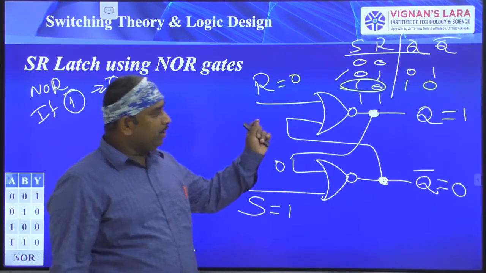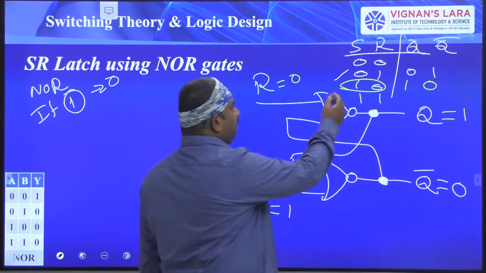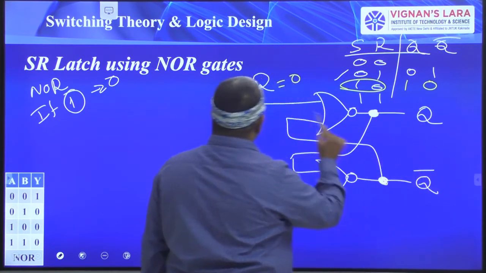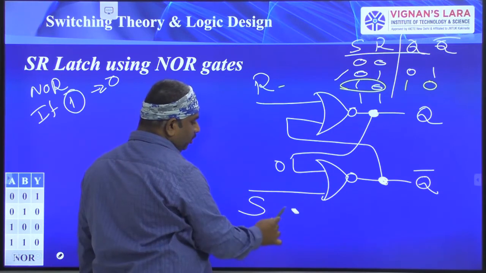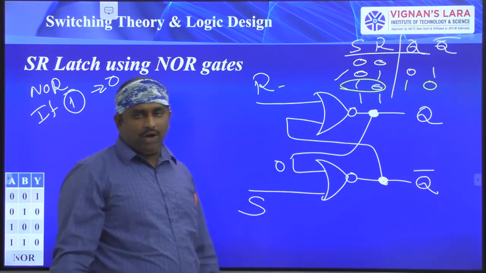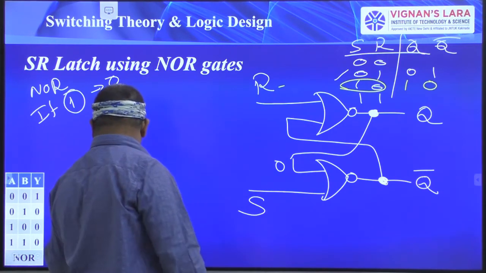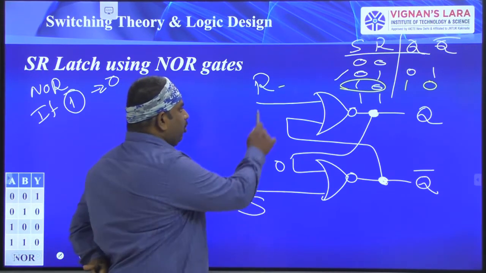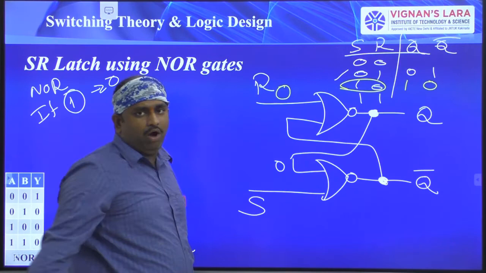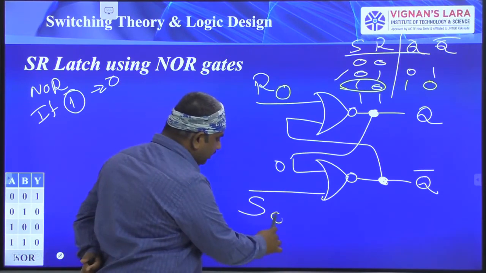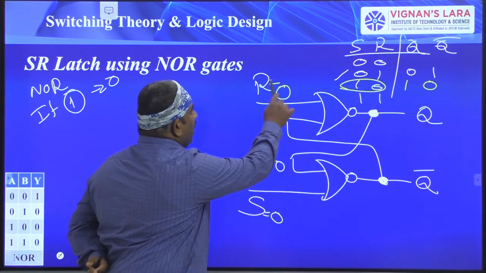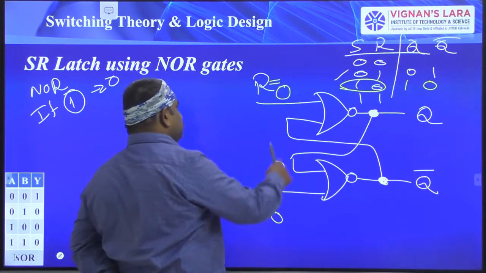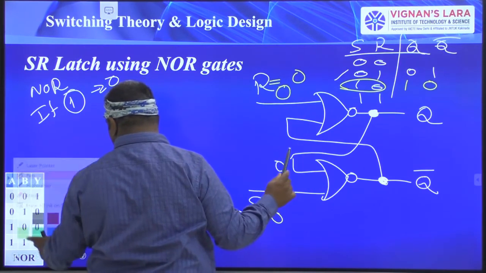Now, 0, 1 combination and 1, 0 combination are completed. Now we will see the remaining two combinations, that is 0, 0 and 1, 1. So first the 0, 0 combination. I have given the value R is equal to 0 and S is equal to 0. So these two inputs are 0, 0.